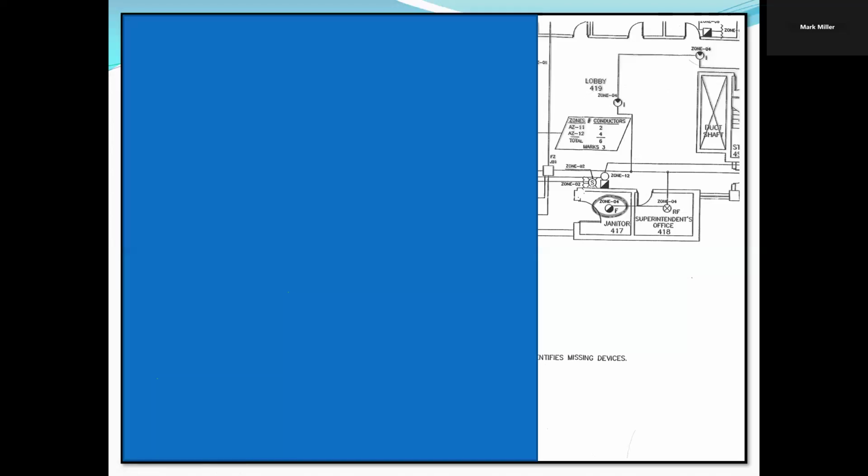And we're using a fixed heat instead of a rate of rise because janitor's closets and things like that are prone to false alarms if you use rate of rise. Because if you dump a bucket of hot water into the slop sink, you could trigger under rate of rise. So that is the third part.